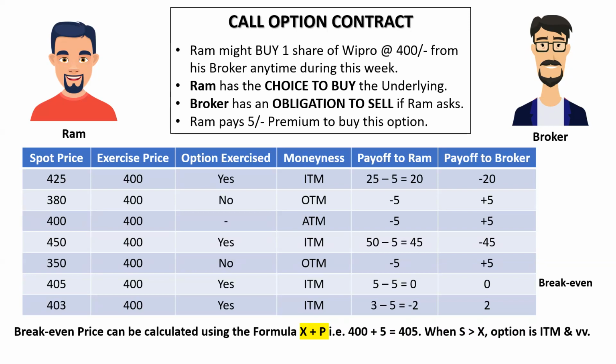Now over here, there is a shortcut if you want to calculate what is the break-even price. So break-even price can be calculated using a formula X plus P, where X is the strike price, 400, premium paid is 5. So your break-even price is 405. It is a price at which it's a no profit, no loss situation for both the parties. And then if the spot price is greater than the strike price, the option is in the money. If it is less, then it is out of the money. If it is equal, then it is at the money. So there are 3 types of moneyness: in the money, out of the money, and at the money.